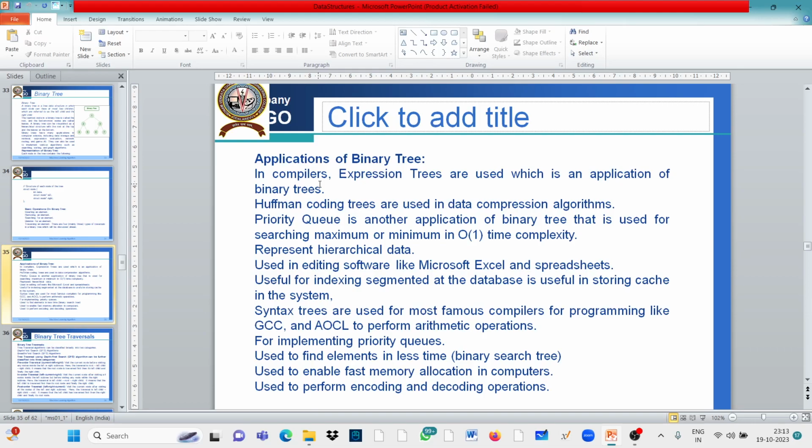Then representation of hierarchical data. These are used in software like Microsoft Excel and spreadsheets. This is used for indexing in databases, and for storing cache in the system. Then syntax trees are also used in the most famous compilers for programming, like GCC. For implementing priority queues you will also use it. It is used to find elements in less time, to enable fast memory allocation in computers, and to perform encoding and decoding operations. All these are the applications of the binary tree.